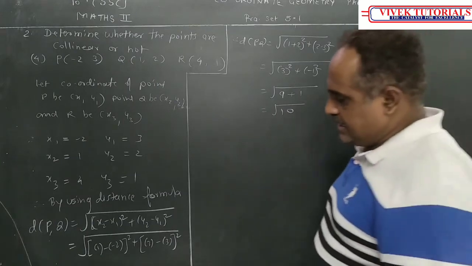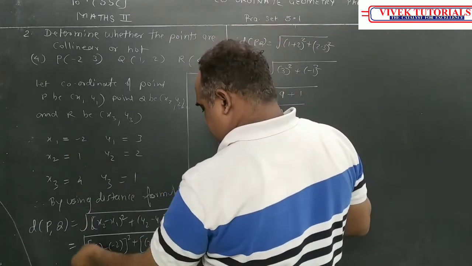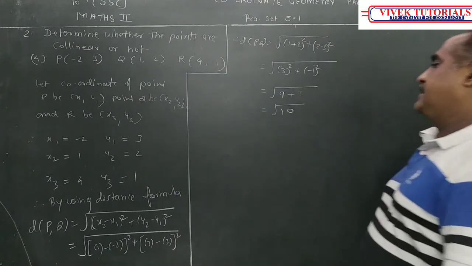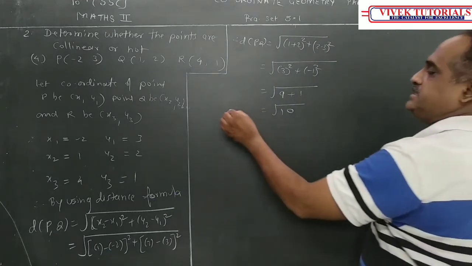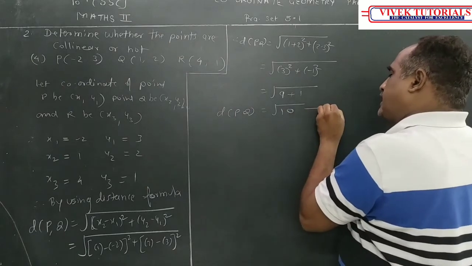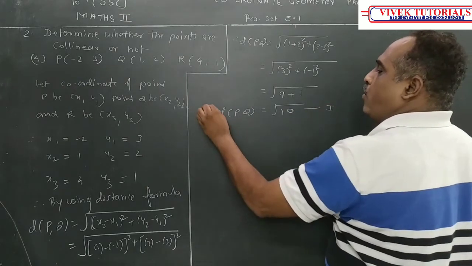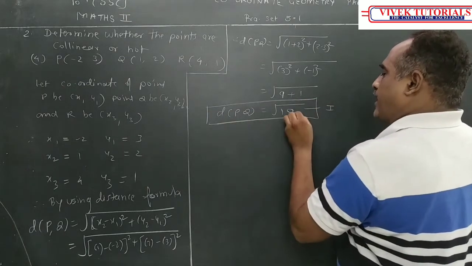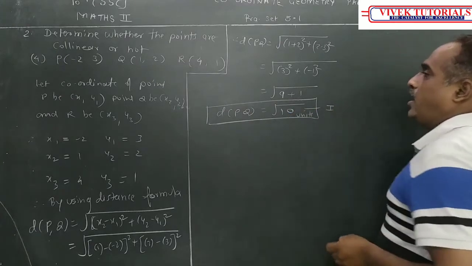I'll check it once again. 1 minus -2 and 2 minus 3, root 10. So distance PQ is equal to root 10. This is equation 1. You can write units. Okay.